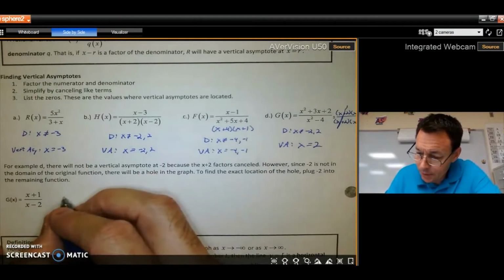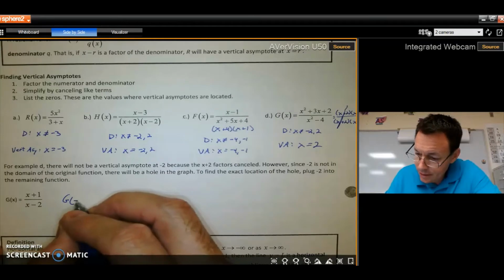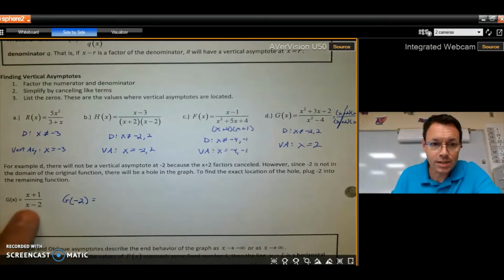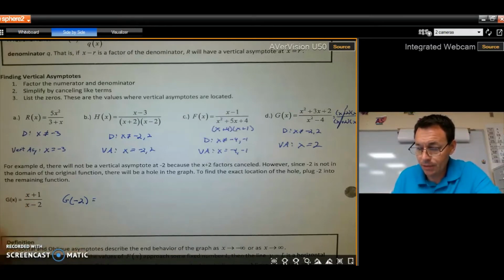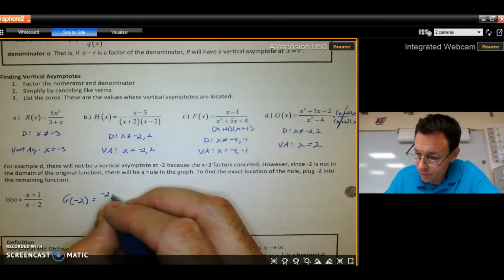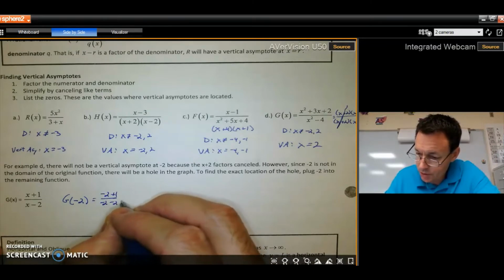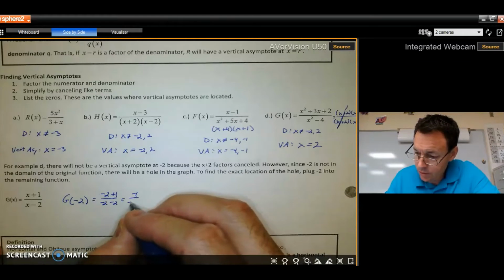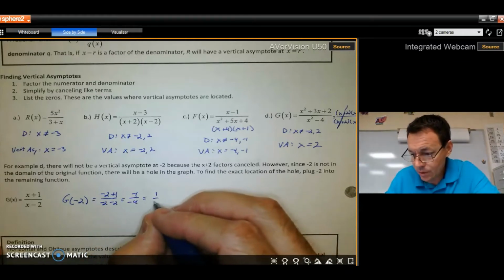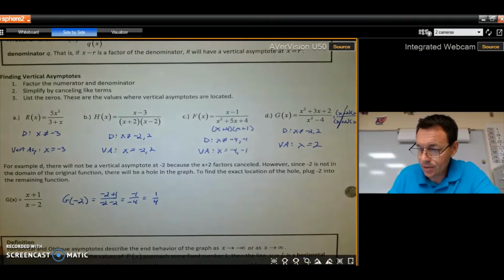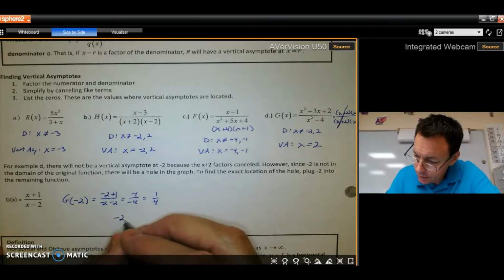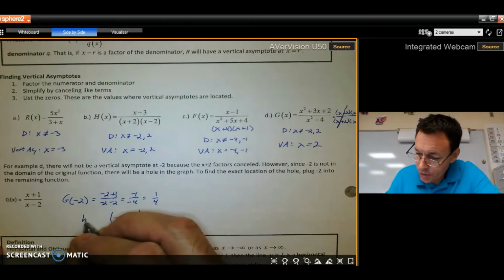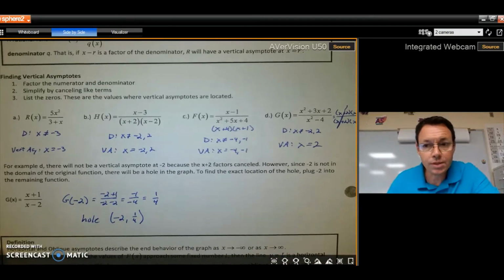And then we are going to input that domain restriction, okay, because it won't mess this function up, just the original function. And we're going to see what y value is created by putting that -2 in here. So -2 plus 1 over -2 minus 2, and we're going to get -1 over -4, which means +1 over +4. Negatives are going to cancel out. So this input gives us that output. This x value gives us this y value. And that point is going to be a hole in this graph. So this is going to have a hole in it.